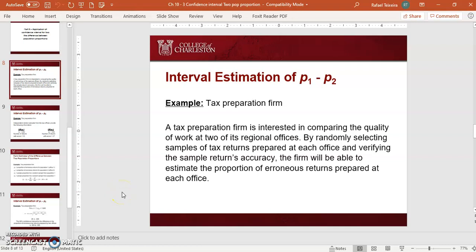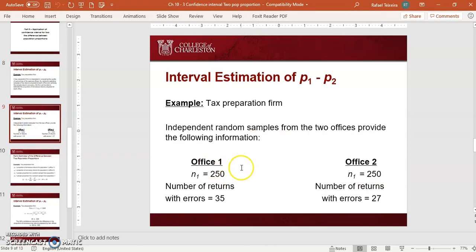Hi, this video is to show you how to solve the interval estimation problem for the difference in two population proportions. I'm going to use the example we have in our slides, the tax preparation firm case. A tax preparation firm prepares tax returns for their customers, and they want to verify how much their two offices vary in their proportion of erroneous returns. So we're going to compare two offices, and this is the data.